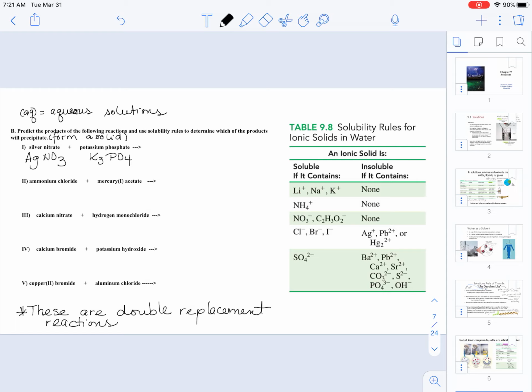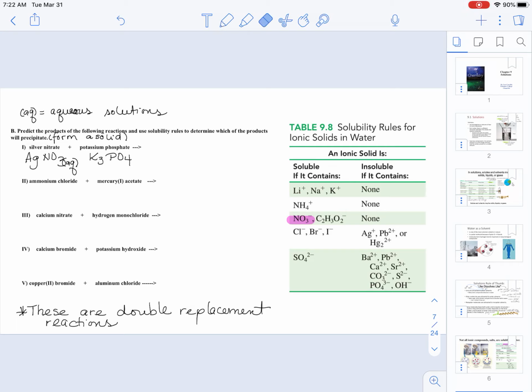So as you can see, the way that we use table 9.8 is first identify the anion. So for example, in silver nitrate, our anion is going to be nitrate. Nitrate, as you can see, is always soluble in water. Now, because you can see that there is nothing that can be paired with nitrate in order to make it insoluble, that's why you see none. That means that nitrate is an aqueous solution. Let's move on to the next one.